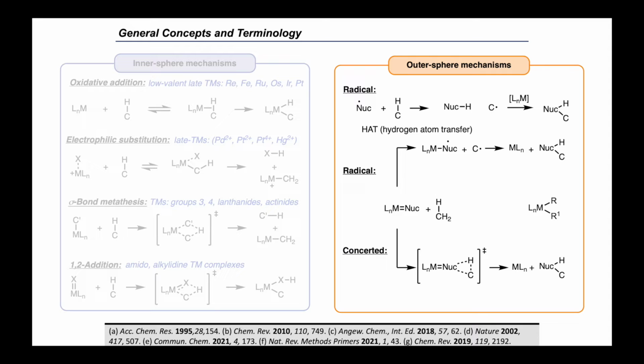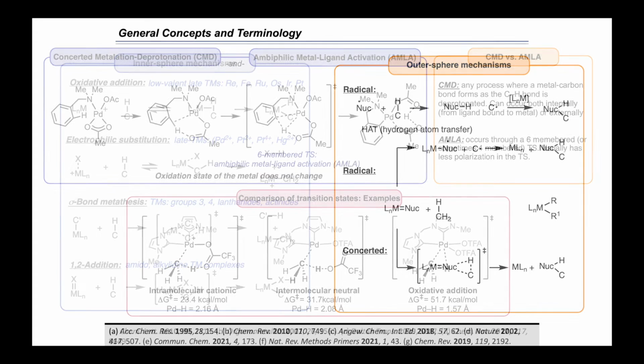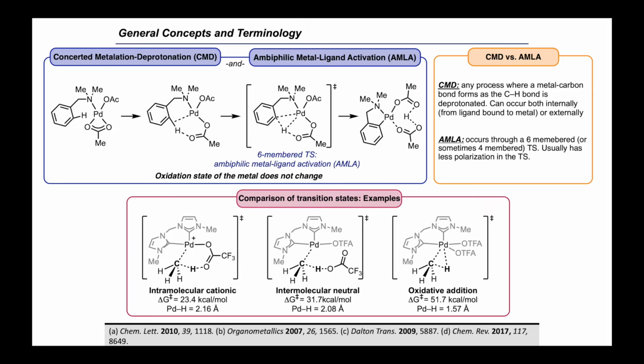We will see examples of both inner sphere and outer sphere mechanisms later on when we discuss specific types of CH functionalization reactions. On the previous slide, we saw 4 general classes of CH bond activation for inner sphere mechanisms and which metals were typically associated with each.